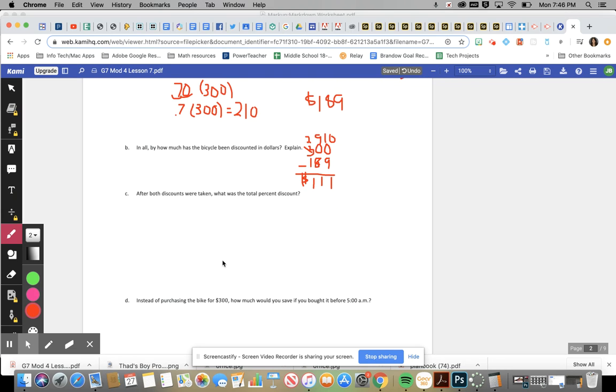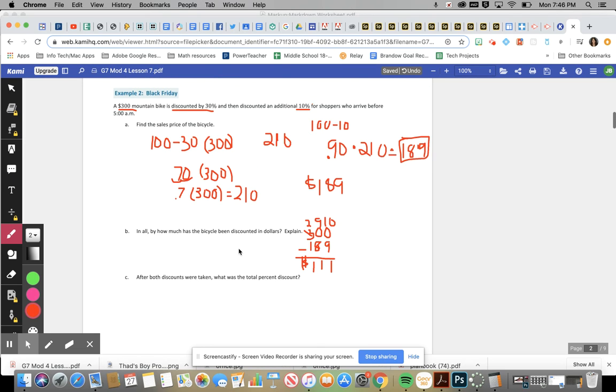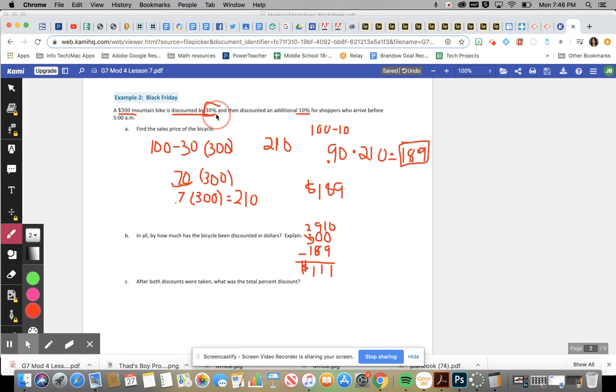After both discounts are taken, what was the total percent discount? Okay, well, a lot of people would like to say, well, 30% and another 10. Well, that's 40%, right? And that's not the case. The reason why stores do 30 and then an additional 10 instead of just saying 40% is because it's actually cheaper or more profitable for them to do a 30% and then a 10%. And we'll see why here in a second.